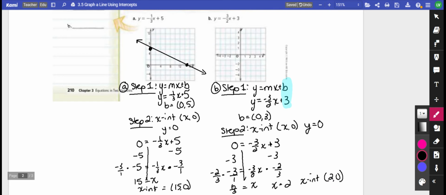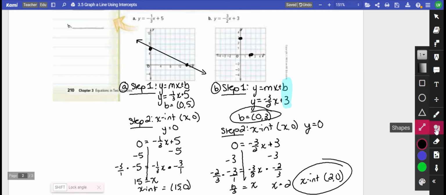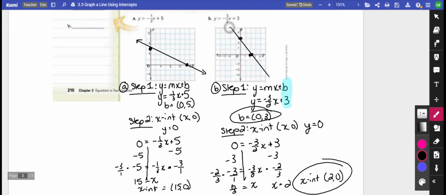So I'm going to plot my ordered pairs of (0, 3) and (2, 0). So (0, 3) is up here. (2, 0) is down here. Then I'm going to take the line and connect those points. Lastly, I'm going to put arrows on each end.